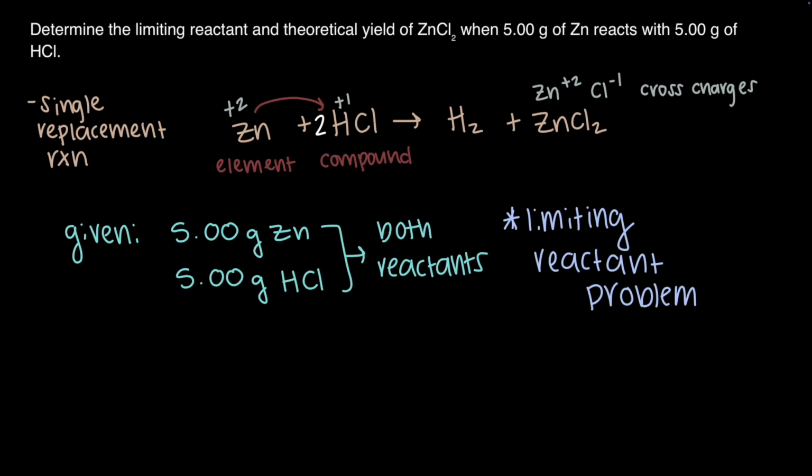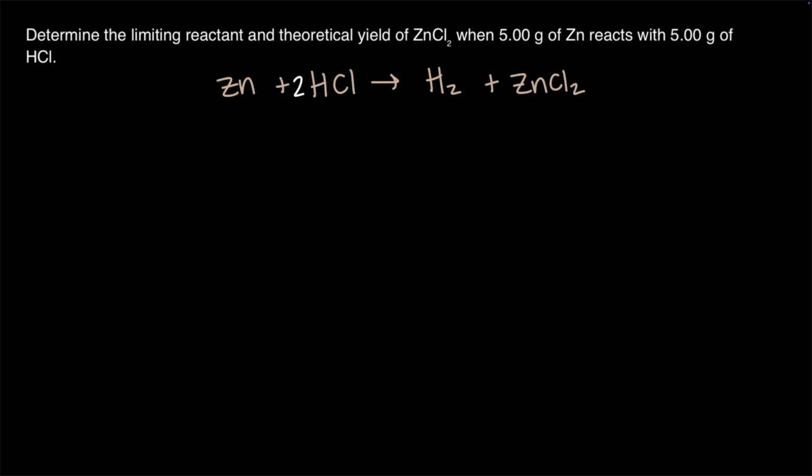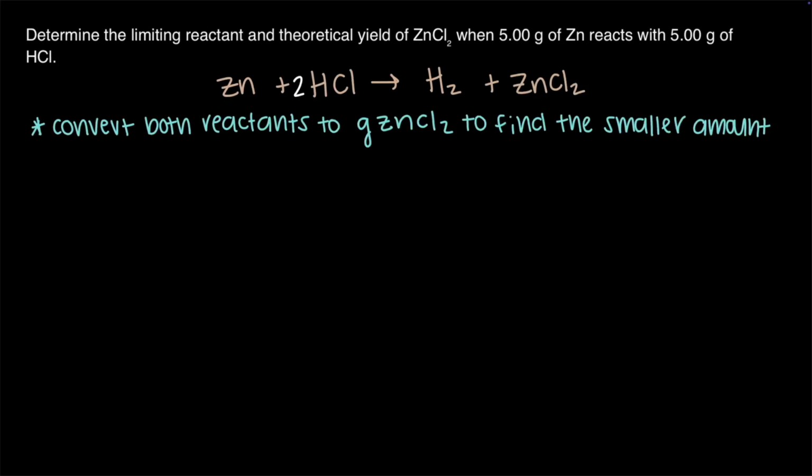So to find the limiting reactant, the goal is to convert both reactants to the same unit of product. The smaller amount of product found will be the answer, will be called the theoretical yield, and will come from the limiting reactant. The larger product amount found will never be made because the reaction stops at the smaller amount. So just cross it out so it's not confusing. We need to find the theoretical yield of ZnCl2 for the answer, so we can convert both reactants to grams of ZnCl2, and the smaller amount made will be the answer and will come from the limiting reactant.